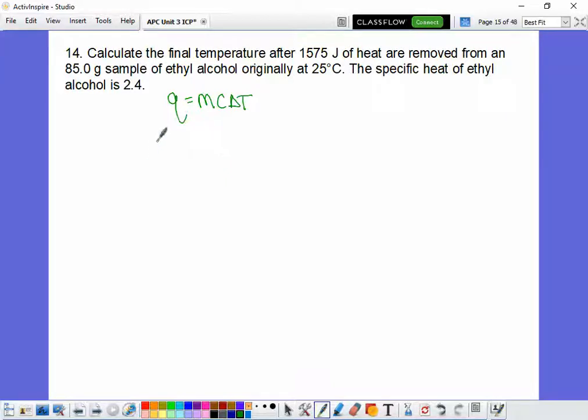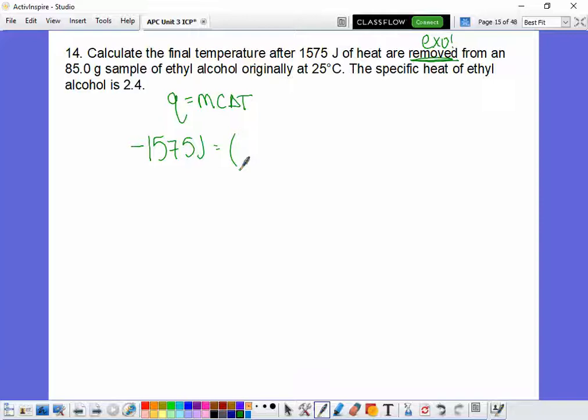Negative 1,575. Why is it negative? Because what? Why do we know it's exothermic? Because heat is being removed. So that makes it exothermic.